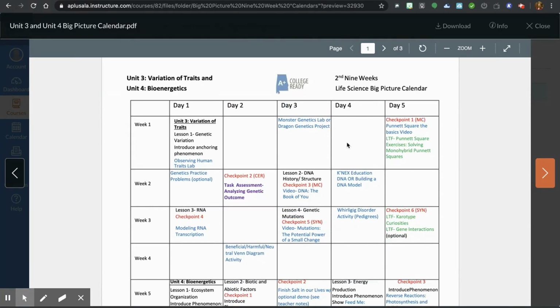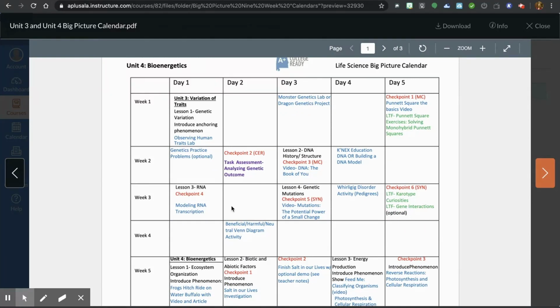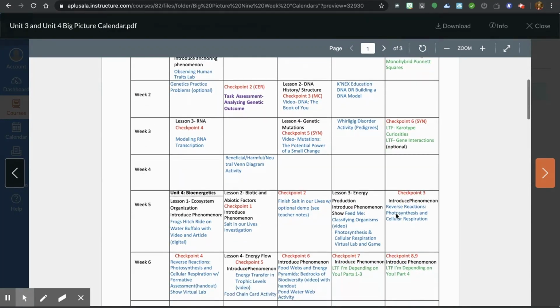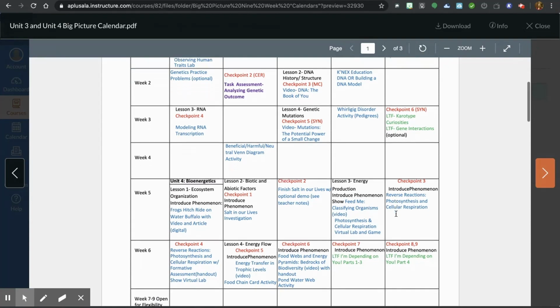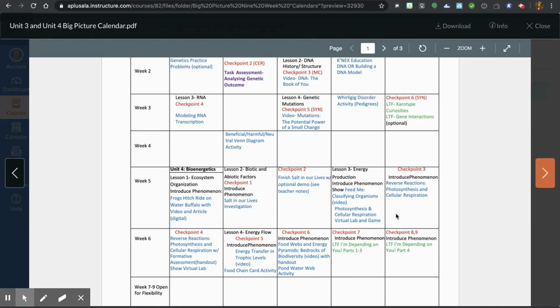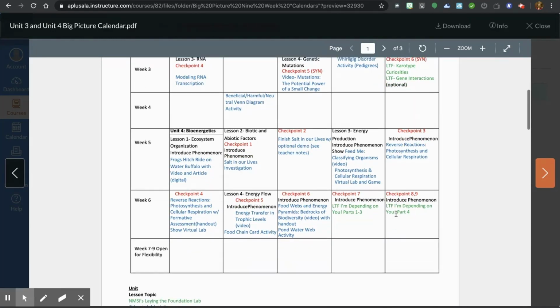Notice the empty days. That is because we recognize that many of these activities take multiple days. This calendar is based on a 50-minute class period. So if you are fortunate enough to be on a block system or have longer than that, you can make adjustments as needed. I personally teach within a 45-minute period and am able to complete most of these days. Again, we have this last week open at the end of the 9 weeks for that flexibility of getting caught up or adding some activities of your own.